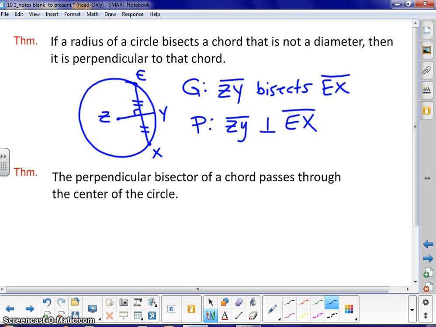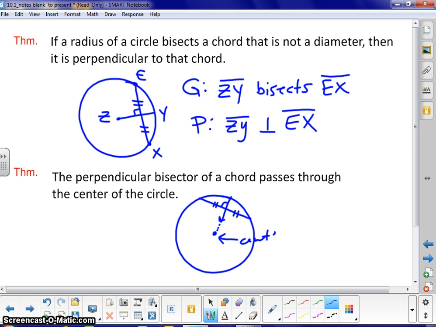And then the last one is the perpendicular bisector of a chord passes through the center of a circle. So in this circle, we are going to look at the different parts of it. What we would begin with is the fact that this is a perpendicular bisector. We know that this ends up with two congruent parts. We also know that that's a right angle. Now notice I have an arrow in there, so that is showing that it's perpendicular. So what that means is that it will eventually pass through the center of the circle. And that is what this theorem talks about.